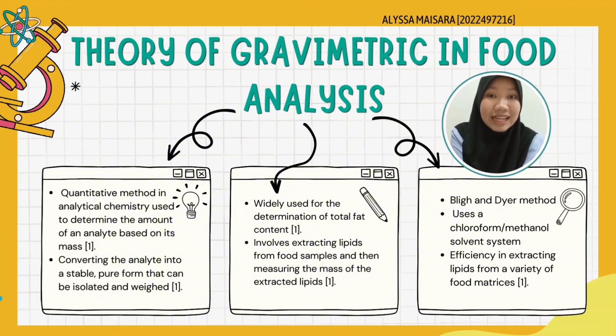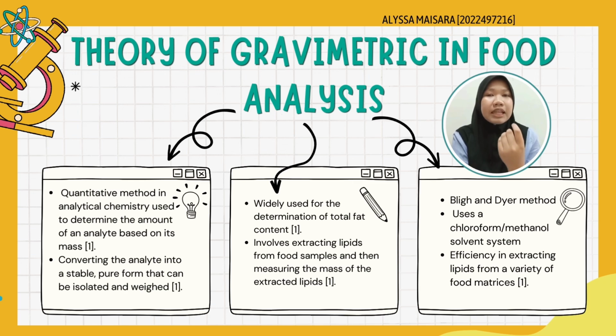So now, me and Lisa Maisara will talk about the theory of gravimetric analysis in food analysis. So basically, gravimetric analysis is a quantitative method in analytical chemistry used to determine the amount of an analyte based on its mass. This method involves converting the analyte into a stable pure form that can be isolated and weighed. In food analysis, gravimetric methods are widely used for the determination of total fat content.